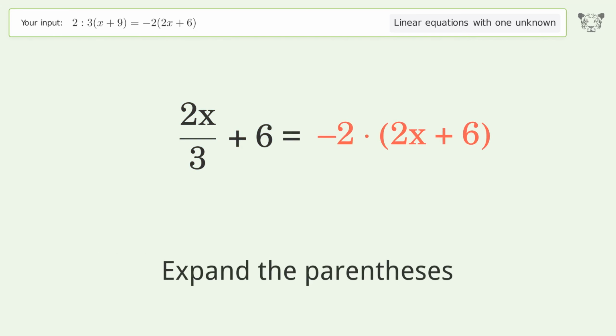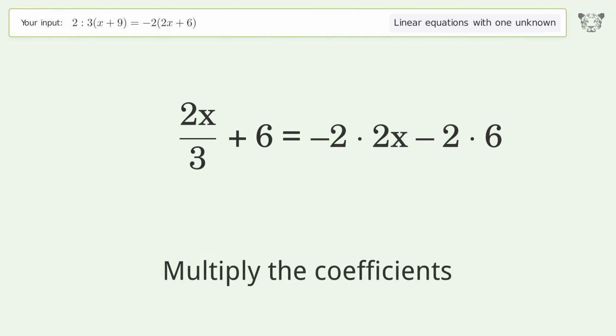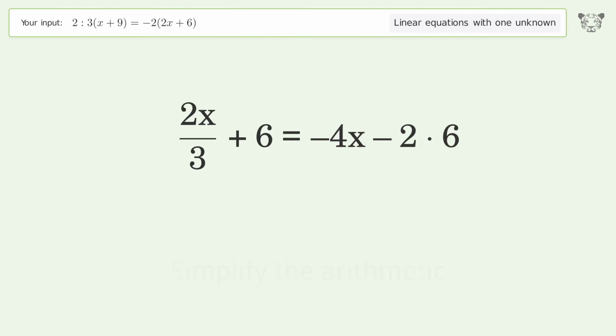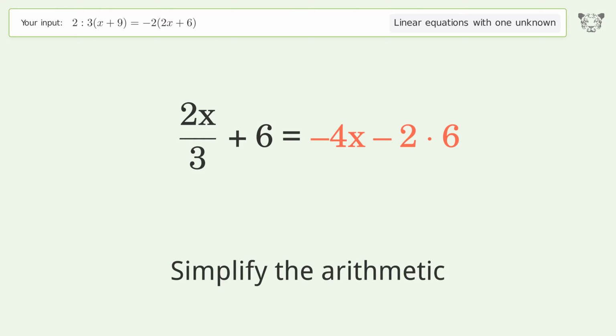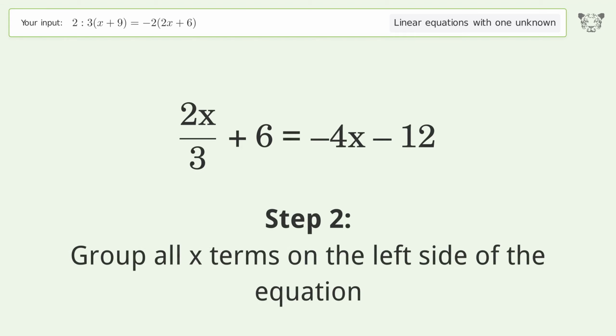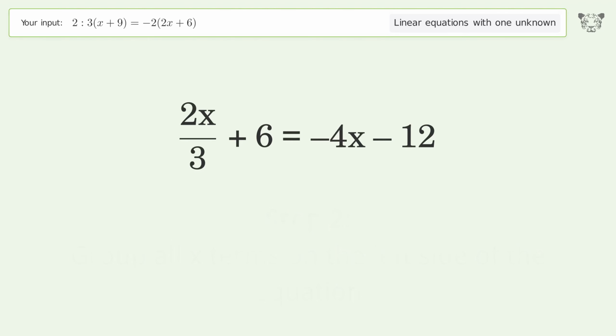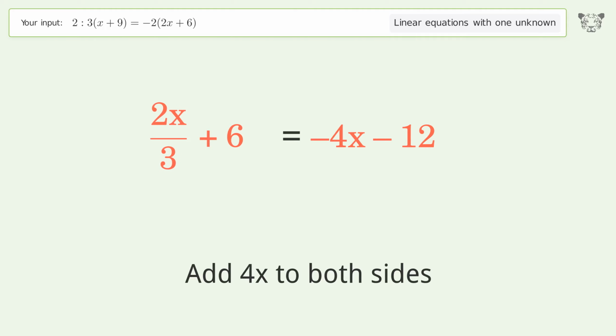Expand the parentheses. Multiply the coefficients. Simplify the arithmetic. Group all x terms on the left side of the equation. Add 4x to both sides.